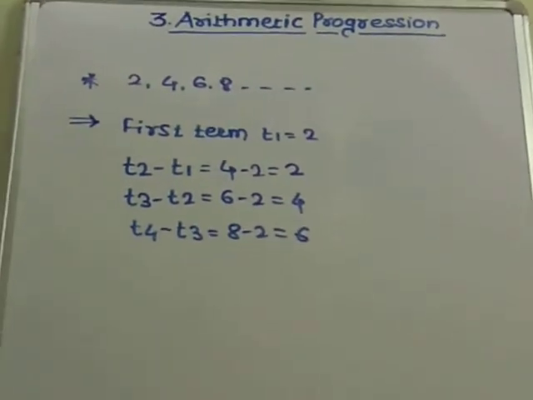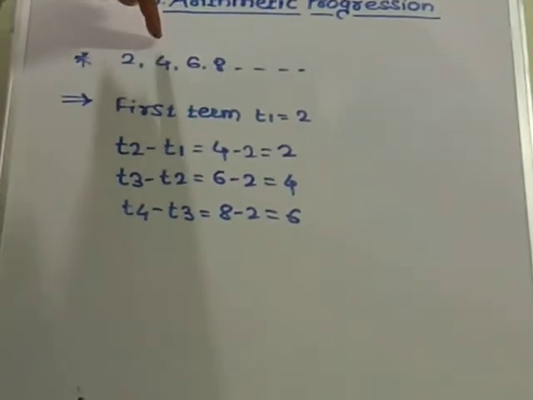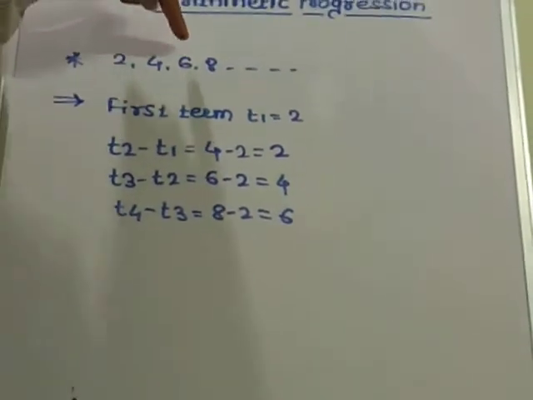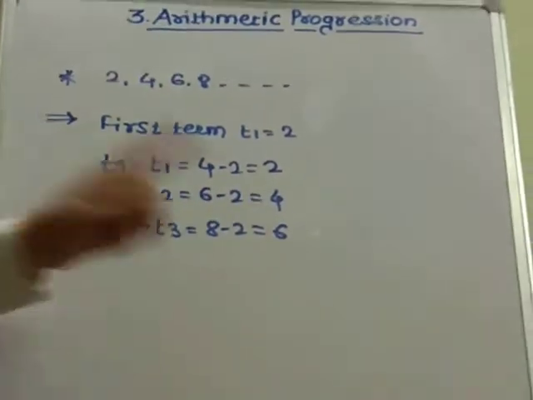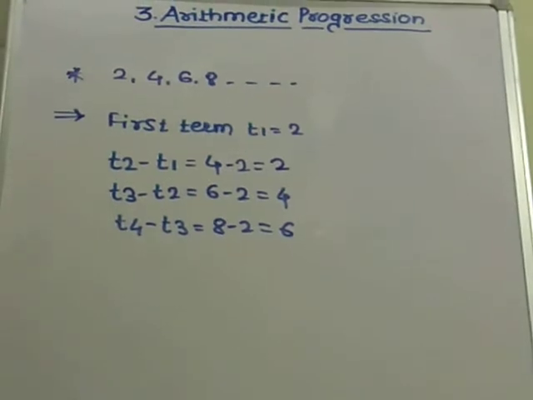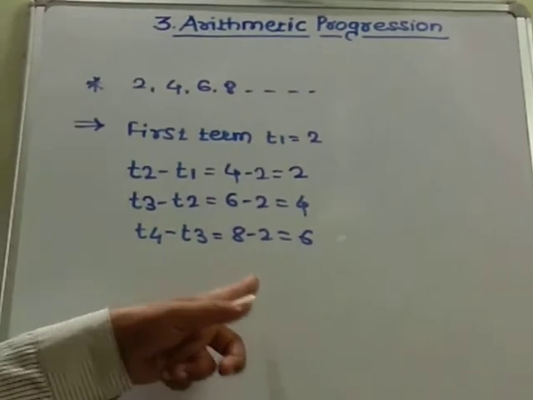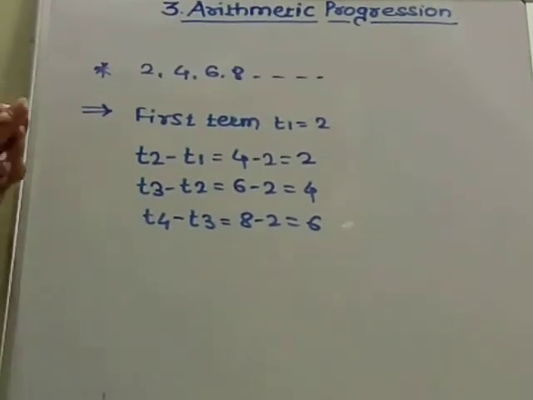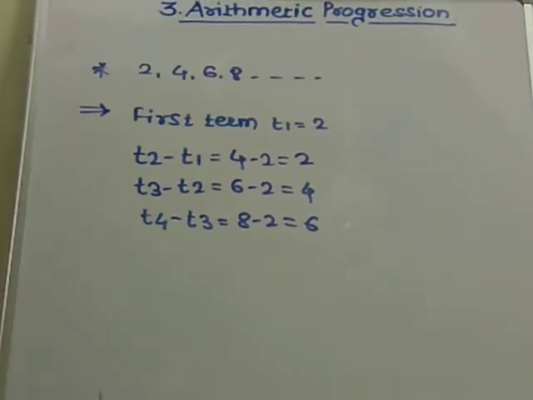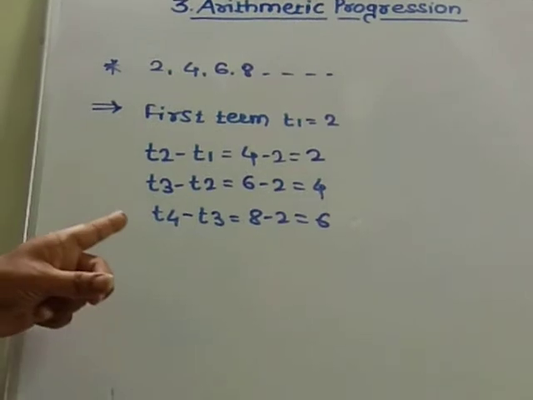Look here, the difference between two consecutive numbers. 2 and 4, difference is 2. 4 and 6, difference is 2. 6 and 8, difference is 2. That means the difference between two consecutive terms is constant. So the given sequence is an arithmetic progression and the common difference is 2. Okay, this is clear to you.